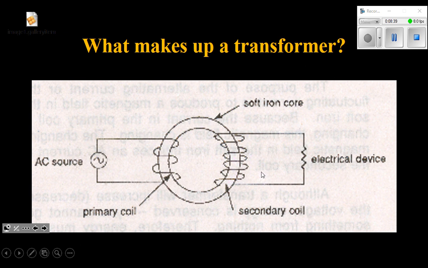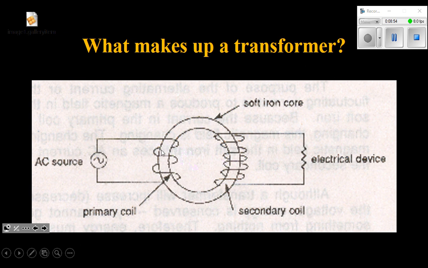You don't really have to understand that for Science 30, but it helps explain why it has to be an AC source. Or you can have a switch here turning on and off, on and off, and that would have the same effect. Of course, that's going to be very tedious and not work very well.